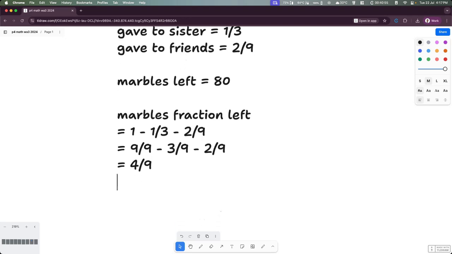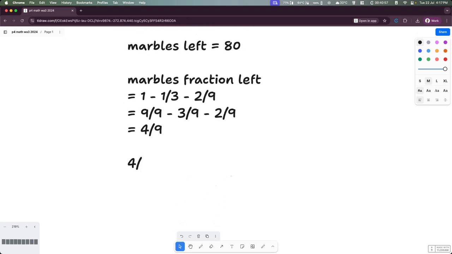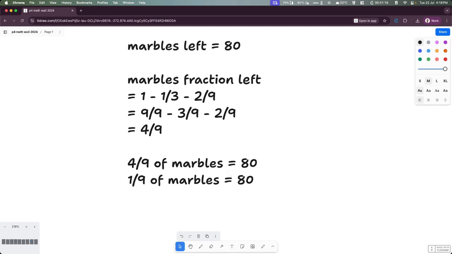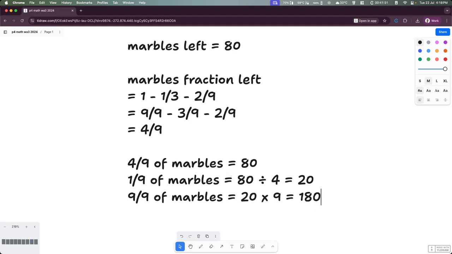Two ways you can do this: 4 over 9 of marbles is equal to 80, or we say 4 units of marbles. I'm going to do the fraction way first. 4 out of 9 of marbles is 80. So 1 over 9 of marbles, we divide 80 by 4, equal to 20. And 9 over 9 of marbles is equal to 20 times 9, equal to 180. So this is the fraction way.